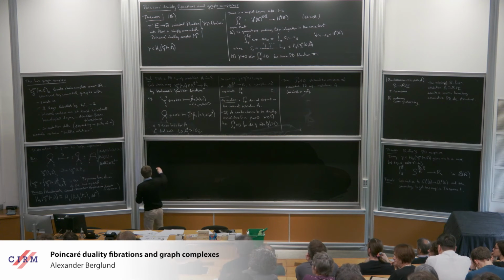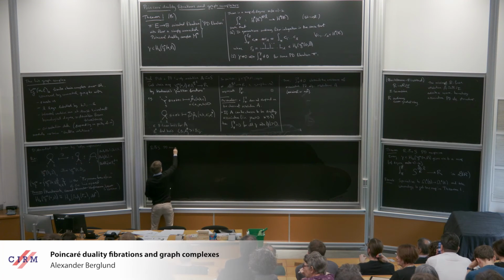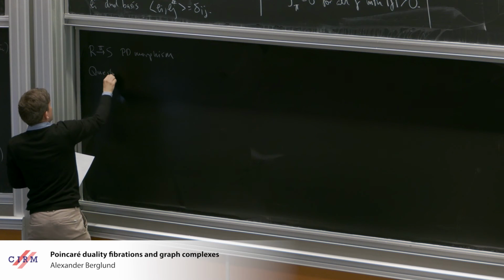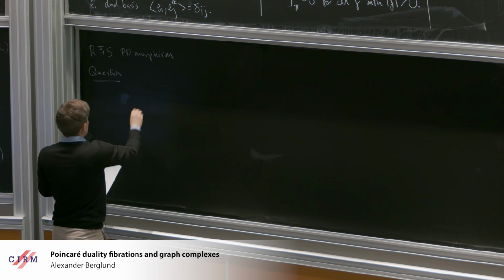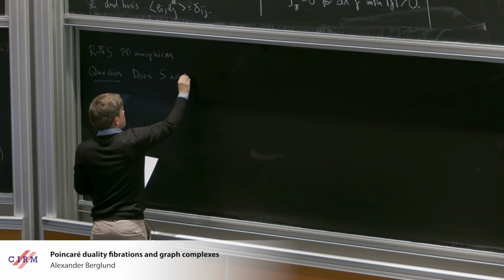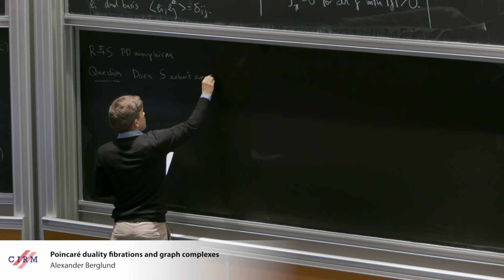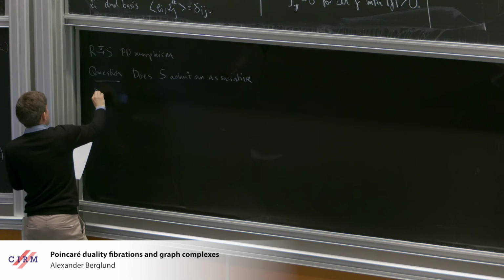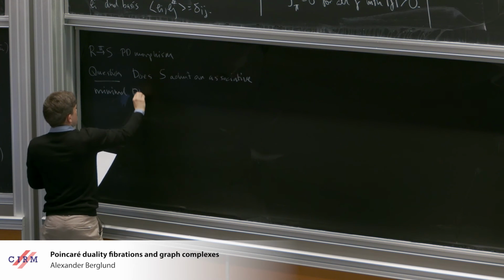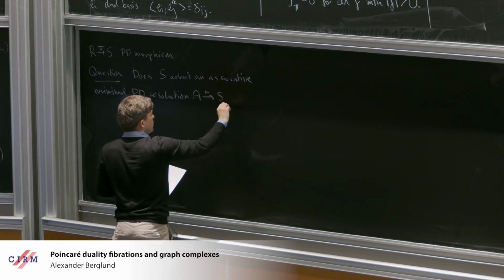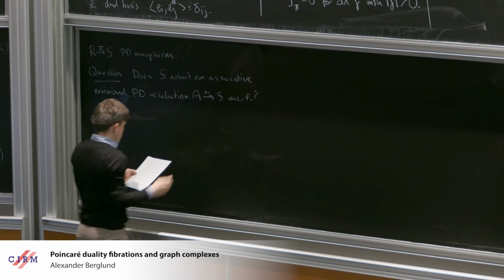So returning to these questions, now if I have a fixed Poincaré duality morphism, you can ask the following question. So let me now just say what I just did. The basic problem that you might ask is, does S admit an associative minimal Poincaré duality resolution over R? So this is a question.